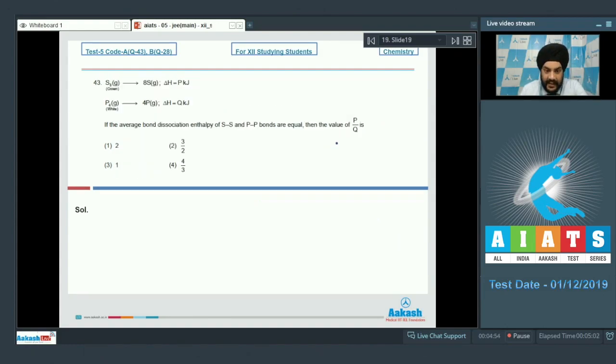Question number 43. We have been given S8 crown in the gaseous form converting into 8 S gaseous. The delta H for this reaction is P kilojoules. If we talk about the second reaction, we have phosphorus white converting into phosphorus atoms and the delta H is Q kilojoules. If the average bond dissociation enthalpies of S-S and P-P bonds are equal, then the value of P by Q is equal to.